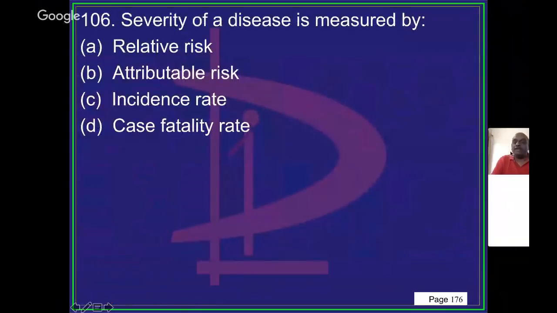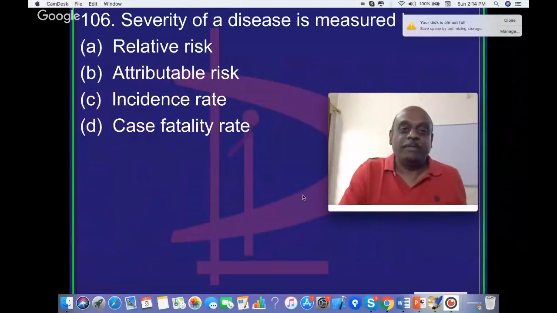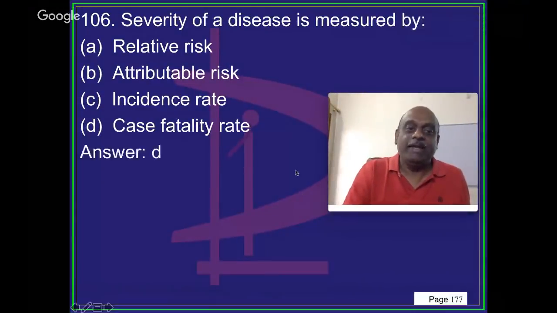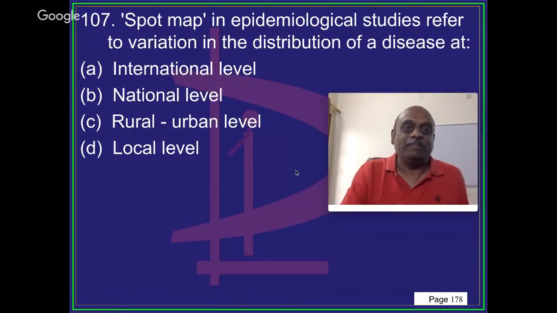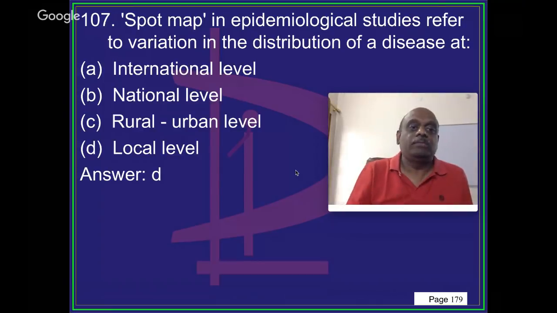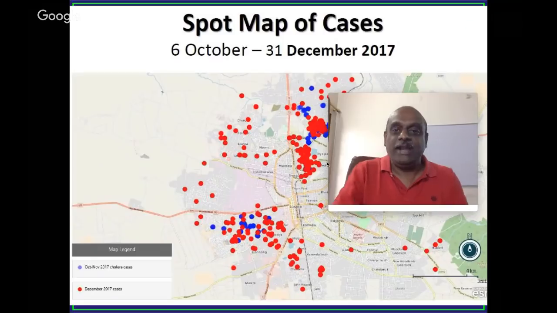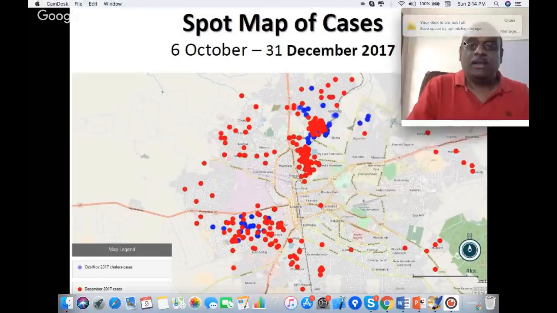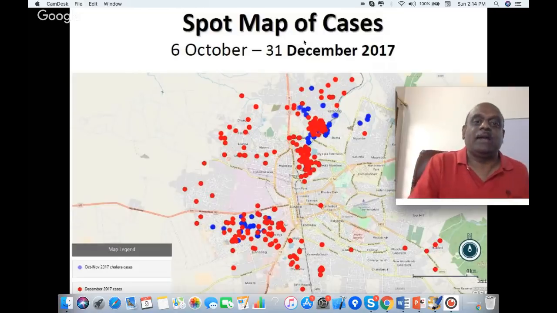Next question. Severity of a disease, how do you measure it, doctor? We basically measure it by case fatality rate, is what you need to remember. Spot map kahan istemal karte hain? All of you know, at the local level, typically you will identify South Delhi mein cases jyada ho rahe hain ya North Delhi mein kahan ho rahe hain ya pura Delhi mein ho rahe hain. Locally, spot maps are being used.